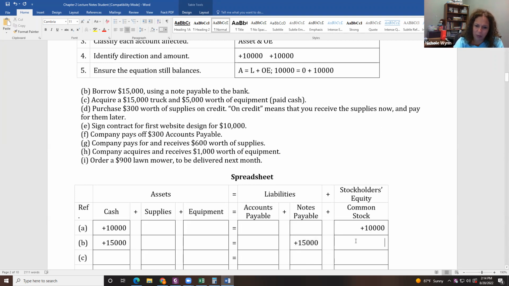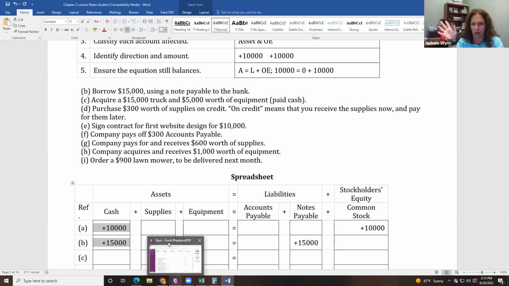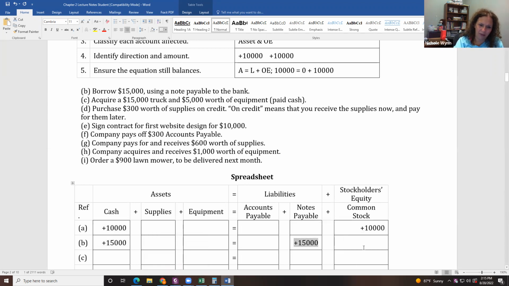Sometimes students ask, why didn't you put anything in common stock? Well, only money from owners goes in common stock. Right now I have total cash of 25,000. If I decided I don't want to be a business anymore, I would have to pay back the bank 15, and the other 10 I would give back to my owners. So assets of 25 equals liabilities of 15 plus 10 of equity. I'm in balance and everything is good.